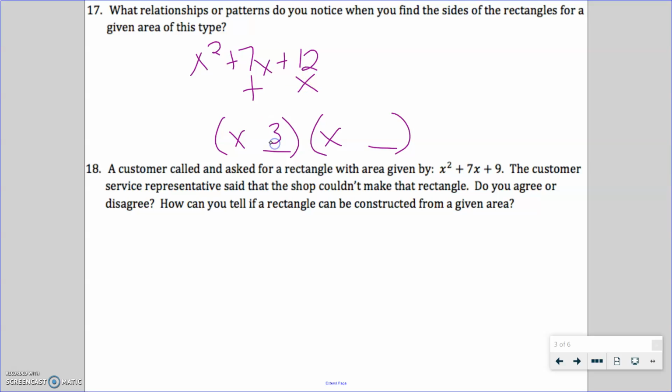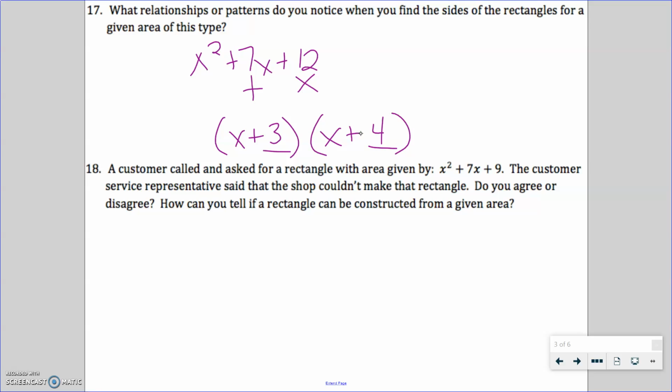So if you look at 3 and 4, the reason I came up with that is 3 plus 4 gives me the 7x, the 7 rectangles, and 3 times 4 gives me the 12 in the corner. So that's the pattern. You're looking for two numbers that add to give you the middle number and multiply to give you the last number.